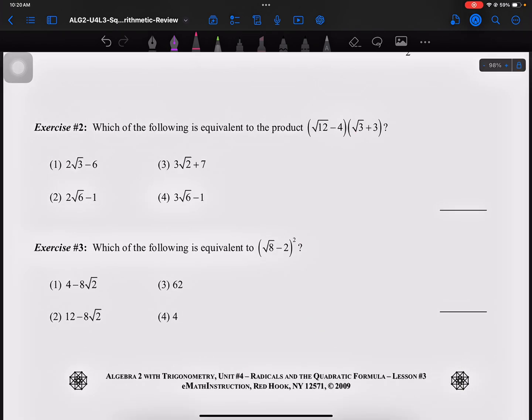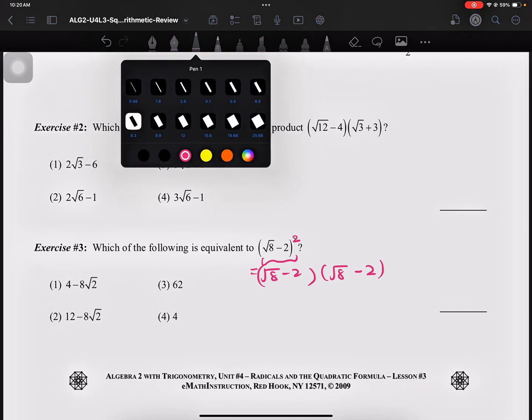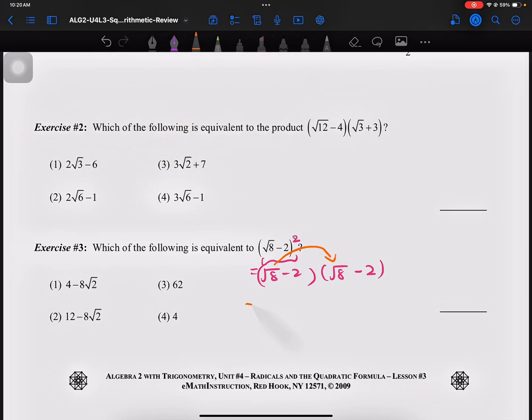Exercise 3. So we have this expression, and we need to choose from multiple choice. Squaring means multiplying by itself. So we will have √8 − 2, times √8 − 2. Again, we will use FOIL. We expand everything. So this one times this one is √8 multiplied by √8.